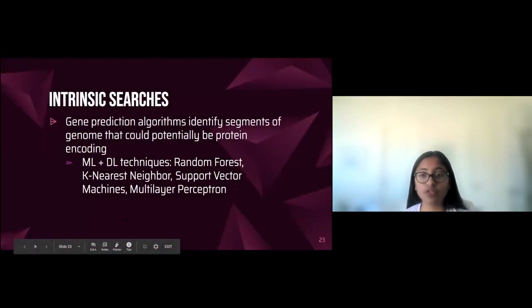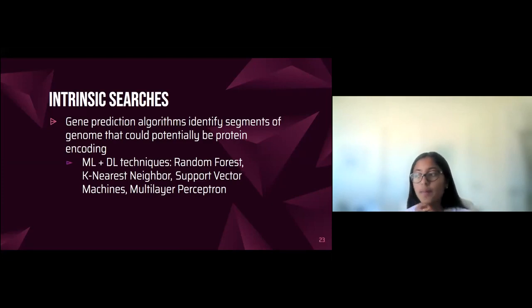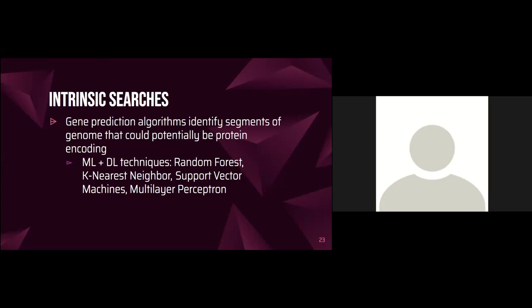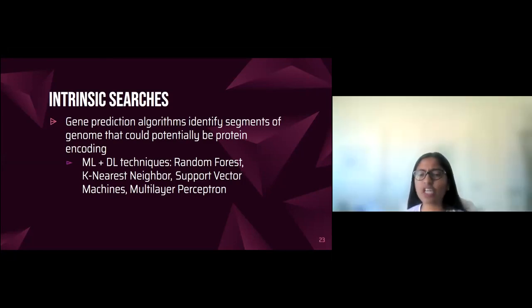So that's why we're trying to use machine learning to create gene prediction algorithms that can identify segments of the genome that could potentially be protein encoding. And then these segments can go through the analysis of a bioinformatics researcher or structural biologist, who can then figure out whether those regions are actually protein encoding or not. So it really shortens the time taken to find these protein encoding sequences. So it streamlines it.